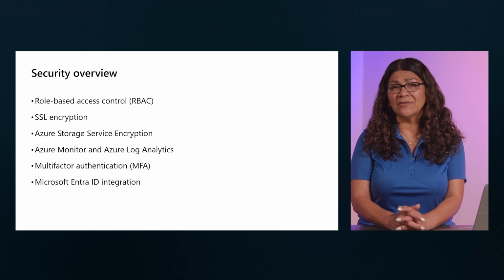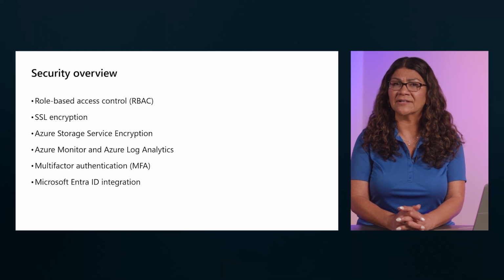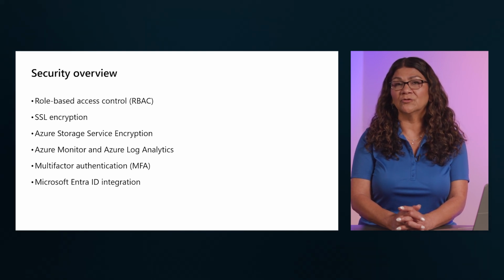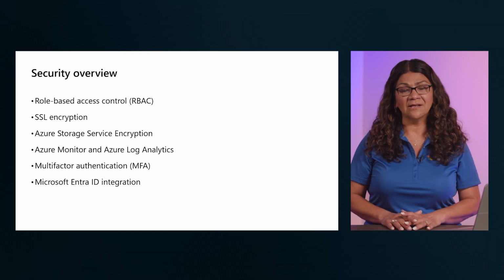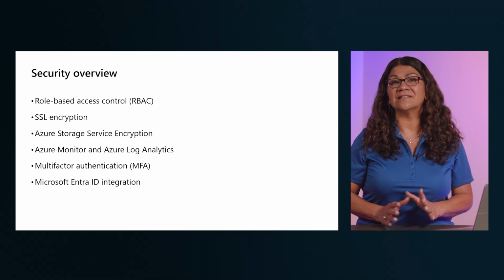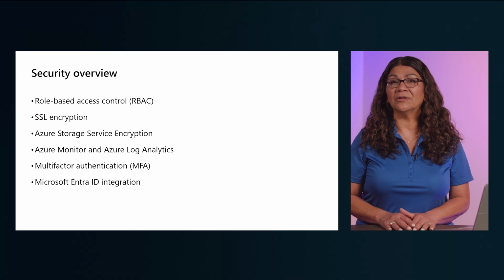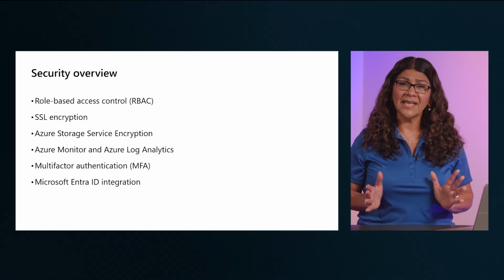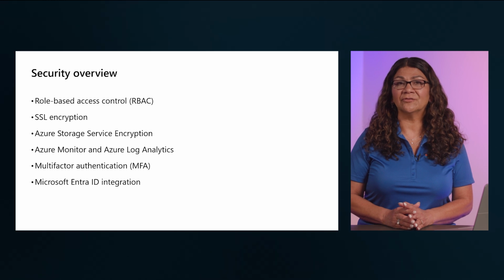Multi-factor authentication, or MFA, adds an extra layer of security by requiring users to provide two or more verification factors to access the data warehouse. You can enable MFA through the Microsoft Entra ID, formerly known as Azure Active Directory, to protect user accounts from unauthorized access. Microsoft Entra ID integration provides identity and access management capabilities, integrating seamlessly with Microsoft Fabric to manage user identities and access permissions. Enable SSO, or single sign-on, for a streamlined and secure login experience. And configure Microsoft Entra ID in the Azure portal to manage identities and access to your Fabric data warehouse.